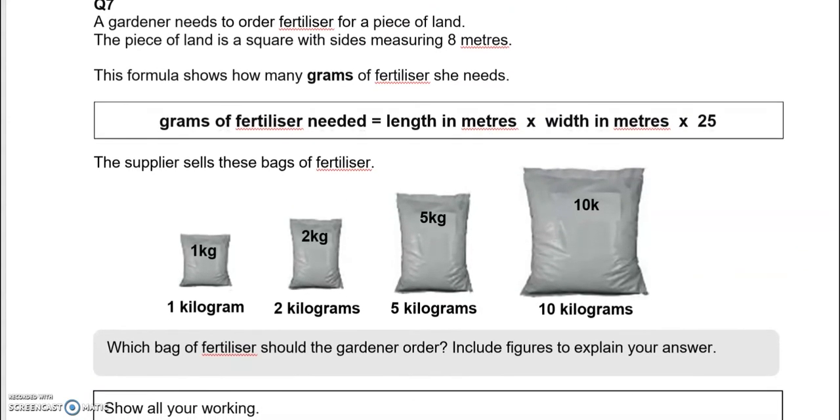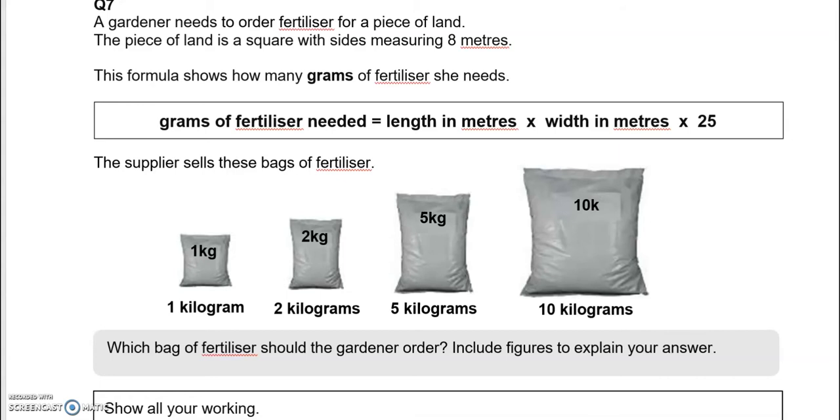Question number 7. We've got a gardener needs to order fertilizer for a piece of land. The piece of land is a square with sides measuring 8 meters. This formula shows how many grams of fertilizer she needs. So we've got grams of fertilizer needed is equal to length in meters times width in meters times 25.